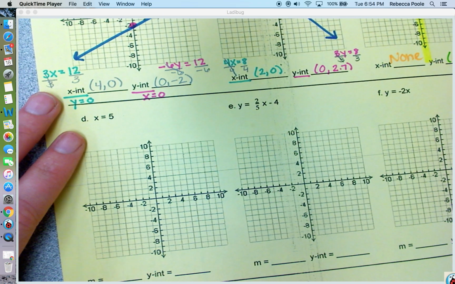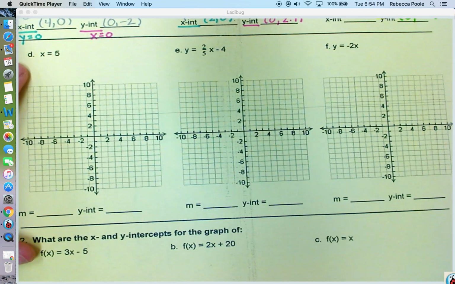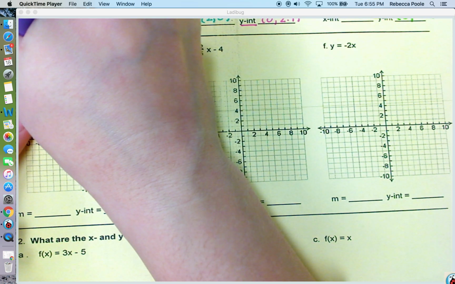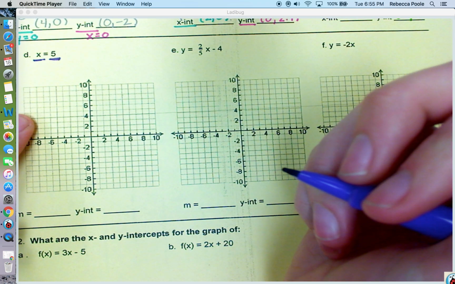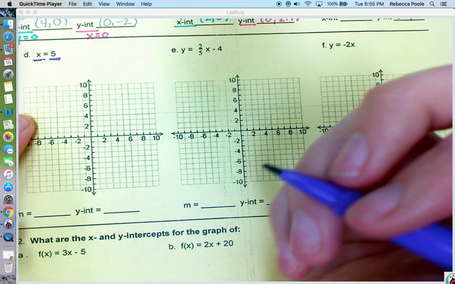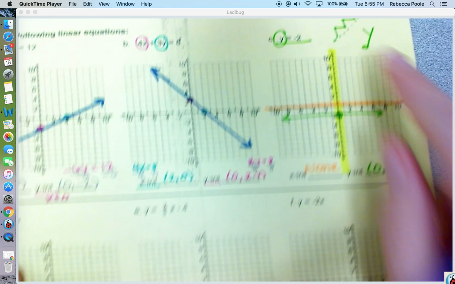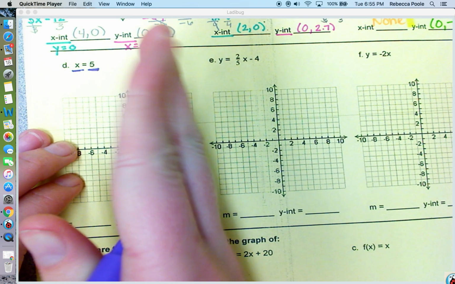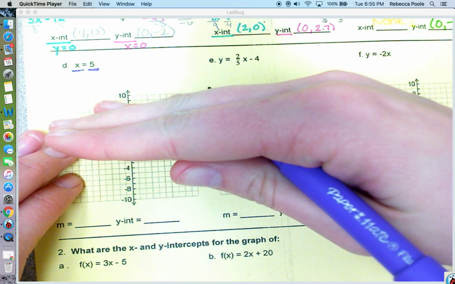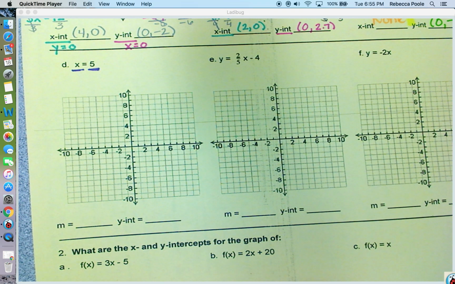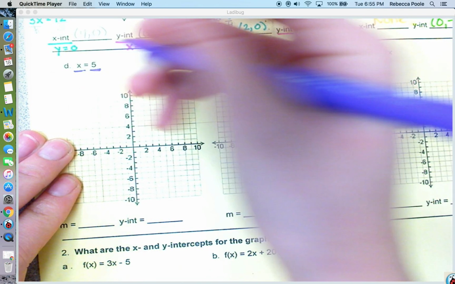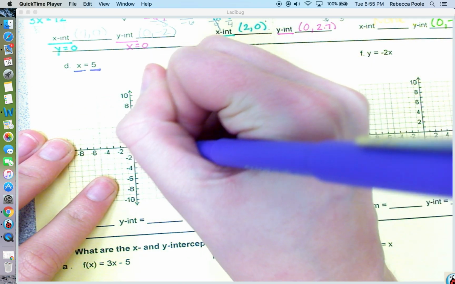All right, so let's look at D. Keep in mind, we just did one like this. For D, I have x equals 5. Is there an x and a y? No. So it doesn't have a rise over a run. It's not going to be diagonal. It's either going to stand tall, be vertical, or lay flat, fall down, horizontal. Okay? So if x equals 5, I'm going to go to 5 on the x-axis and put a point. Positive 5 would be right there.